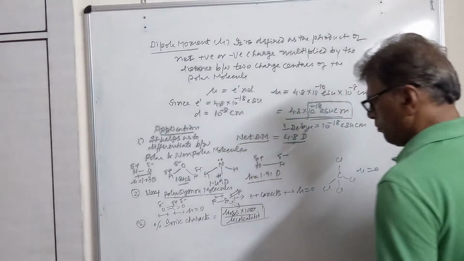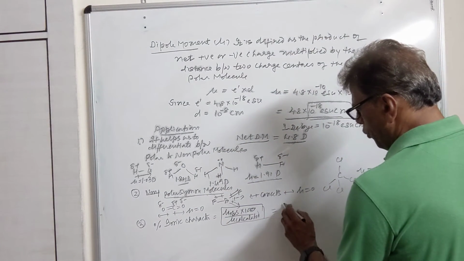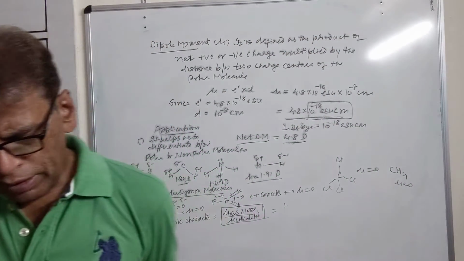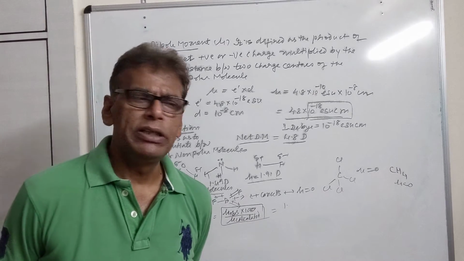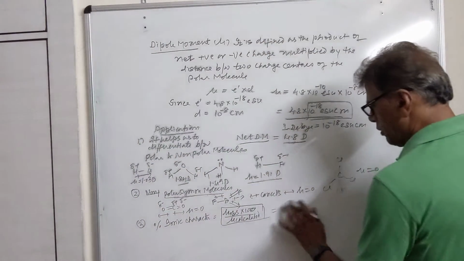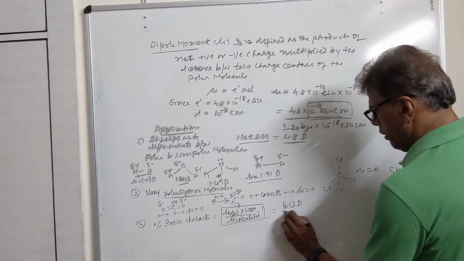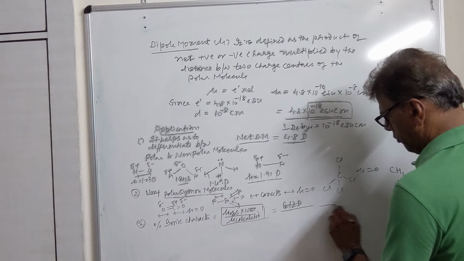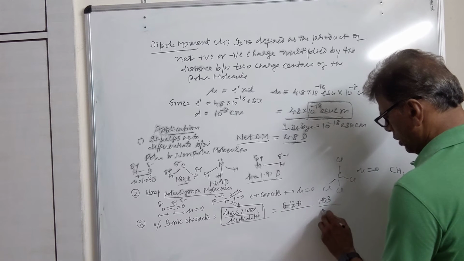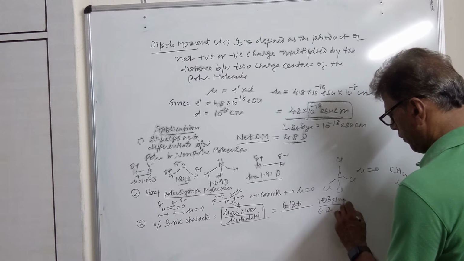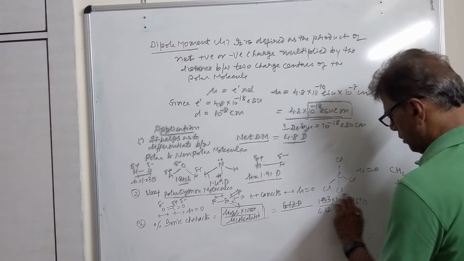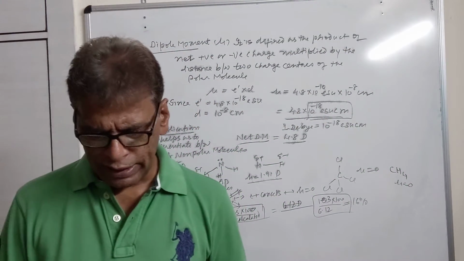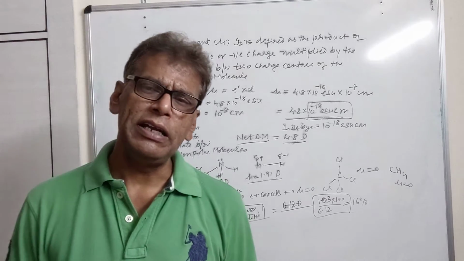Now in case of HCl, the observed dipole moment comes out to be 1.67 D. The calculated dipole moment is 6.12 D. The observed value is recorded through experiment. So it will be having around 16% ionic character. So on the basis of the observed dipole moment and calculated dipole moment, we can know the percentage ionic character.